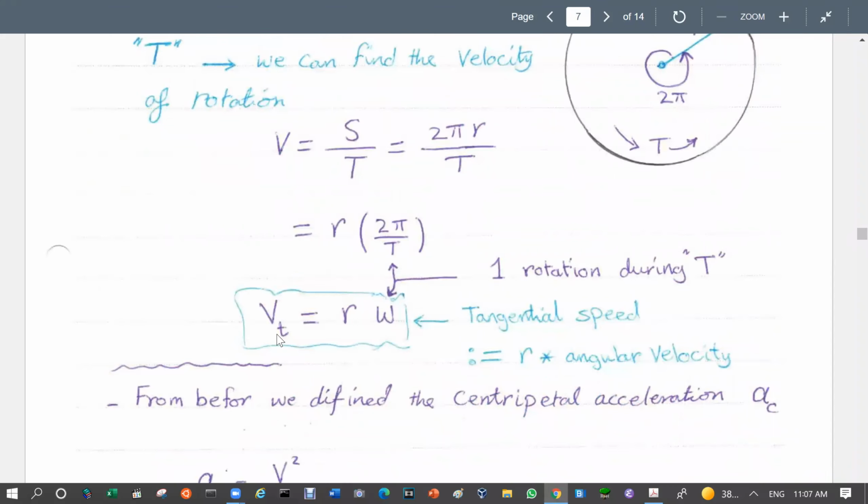So there is a connection between the speed, which is the tangential speed. This is V T, meaning tangential speed. There is a relation between the tangential speed and the angular speed, which is the radius. Okay.